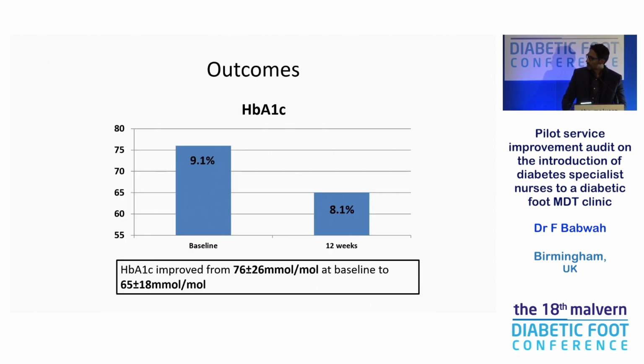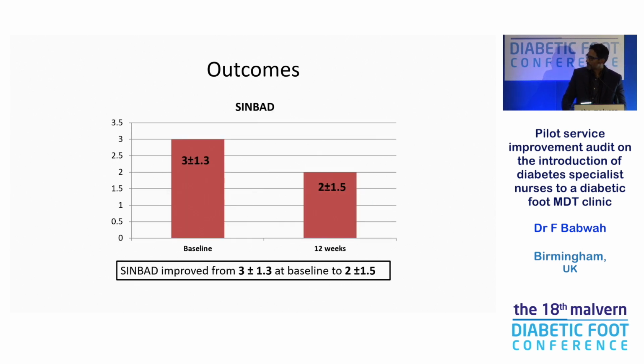So in terms of outcomes, at 12 weeks, we saw an 11 millimoles per mole, or 1%, drop in HbA1c, or improvement in HbA1c. And also the SINBAD score, when assessed at 12 weeks, dropped by 1 point. I know this is a multifactorial outcome, so we can't really attribute this just to DSN input, but this was what was observed in the study.